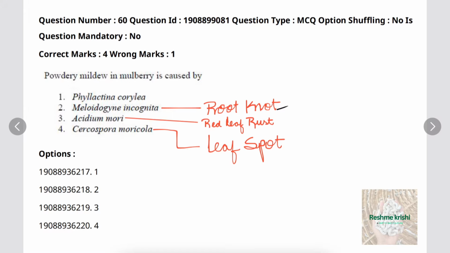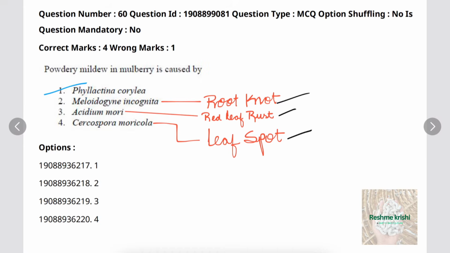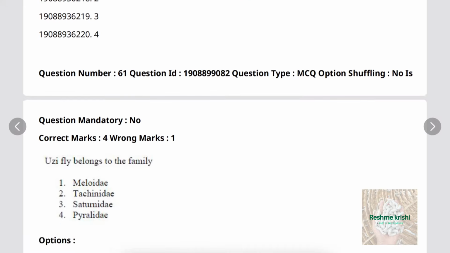First question: powdery mildew in mulberry is caused by. Here we see Meloidogyne incognita causes root rot, Aecidium mori causes leaf rust, Cercospora moricola causes leaf spot. So the left out answer is Phyllactinia corylea. Phyllactinia corylea causes powdery mildew in mulberry.